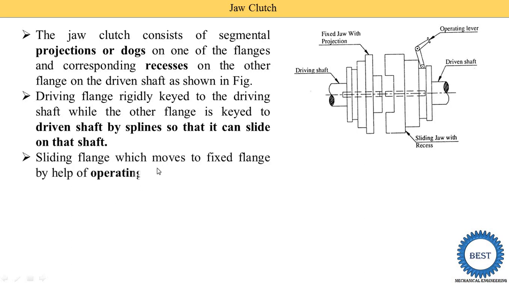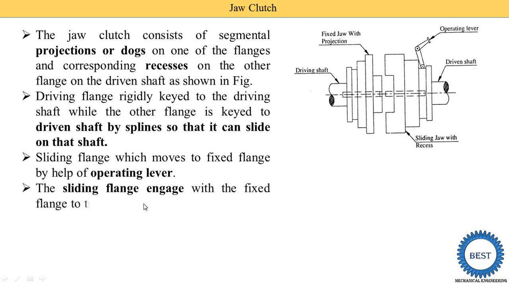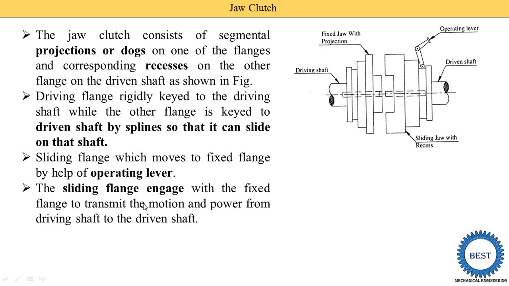The sliding flange moves to the fixed flange by the help of an operating lever, meaning when we press the operating lever, this sliding flange, that is the driven flange, slides towards the driving flange. The sliding flange engages with the fixed flange to transmit the motion and power from the driving shaft to the driven shaft. So when the driving flange and driven flange are engaged, at that time the power is transmitted from the driving shaft to the driven shaft.